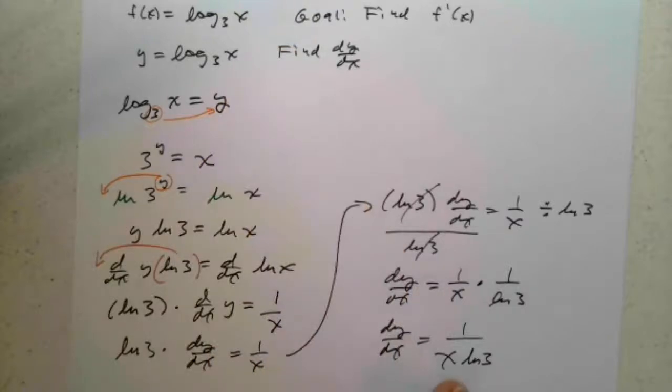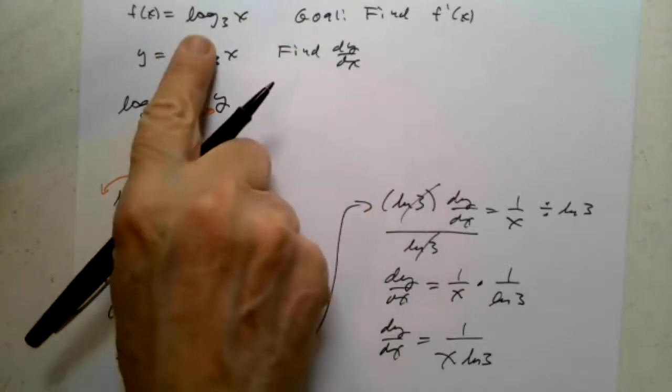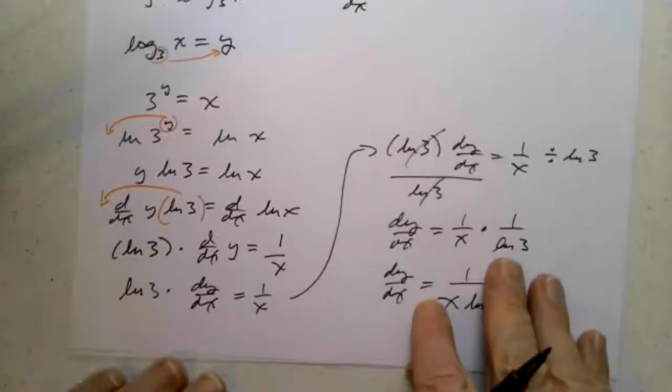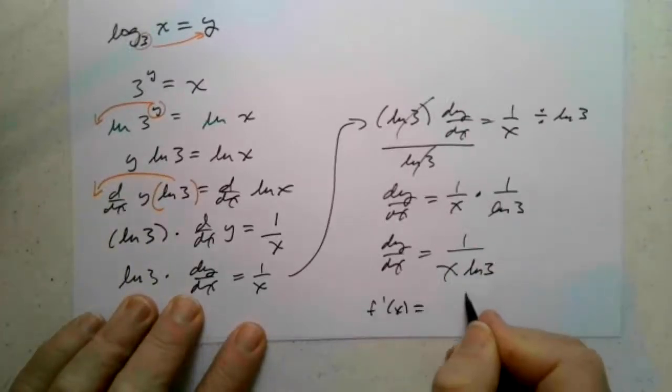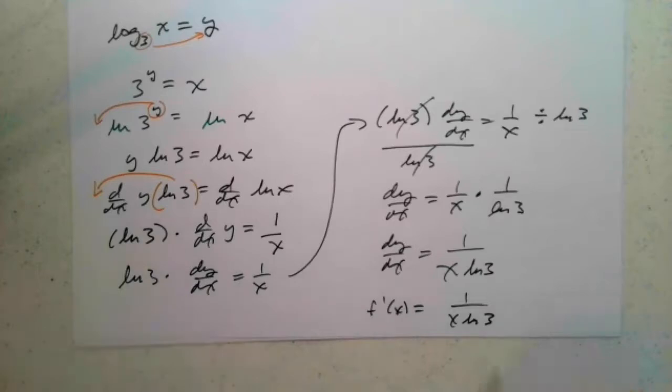Or if you like, going back to our original notation, that's f prime of x, right? We said f of x was log base 3 of x. So we conclude by saying f prime of x is 1 over x times the natural log of 3. Now, I would like to check this on my graphing calculator if I can. So I'm going to plug in that value, take its derivative, and see if what I believe the answer is is the same as what the calculator tells me the derivative is. Let me go ahead and pull up the calculator.